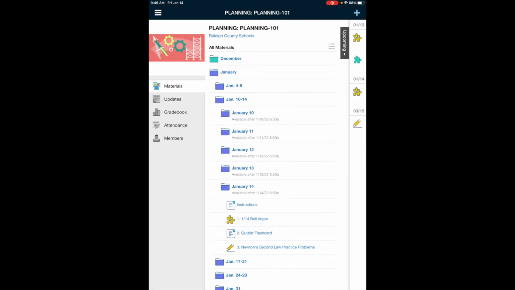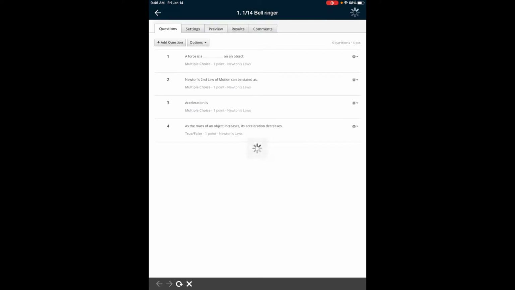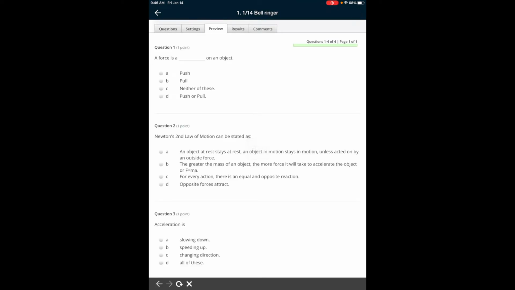Today we're going to be working on these Newton's second law practice problems. We have our bell ringer in our folder here. If we select our bell ringer and click start new attempt, we will see we have 4 questions here.